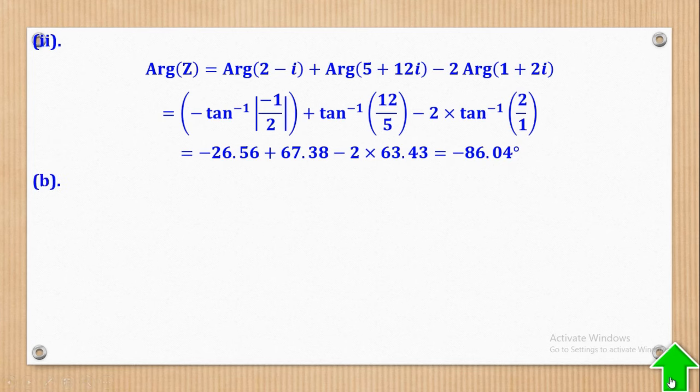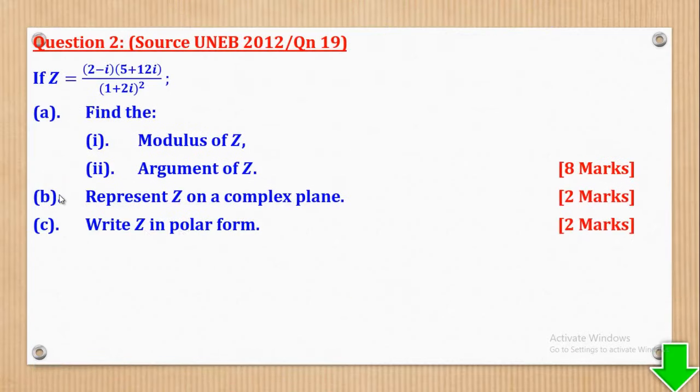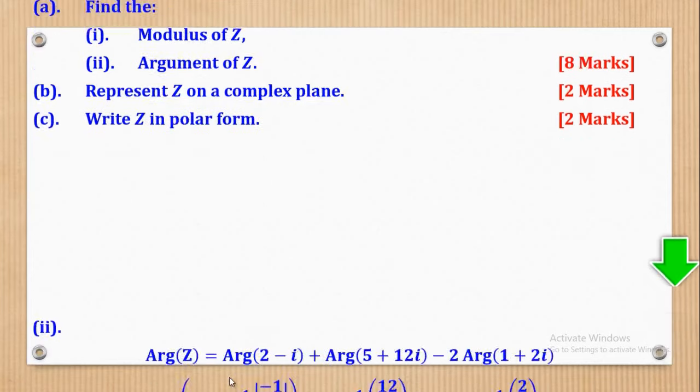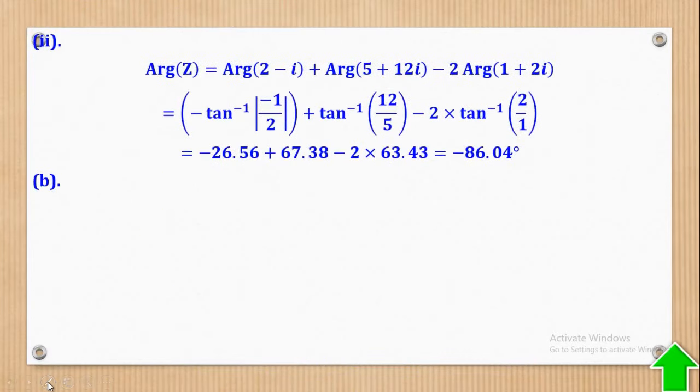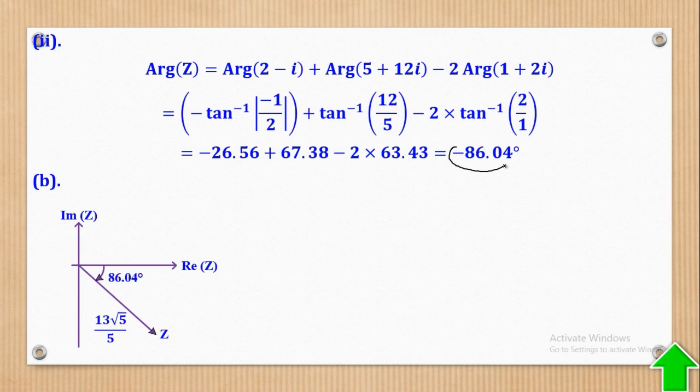So now we shall go to part B. Part B, they said represent z on the complex plane, so that means the Argand diagram. So I draw the real part, real z, imaginary z. This argument is negative, meaning it is in the clockwise direction. That's why you see it going in that direction. Then this is the modulus of that which we got, so that represents z.